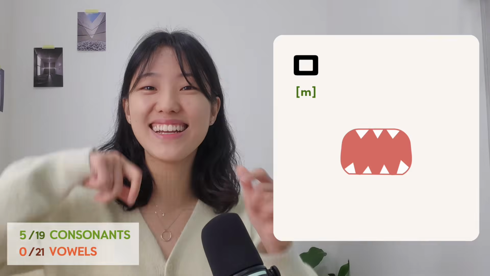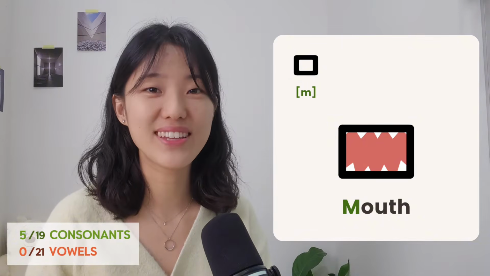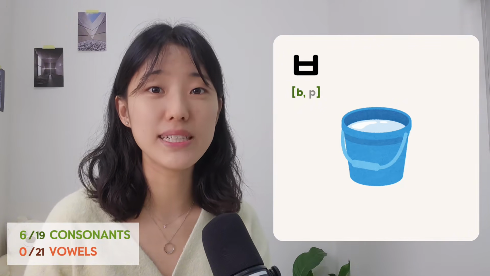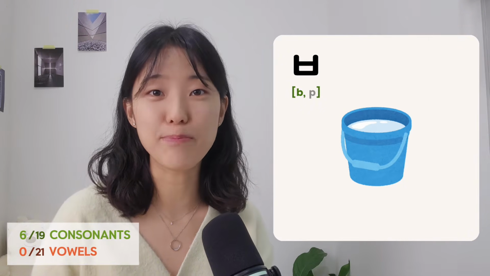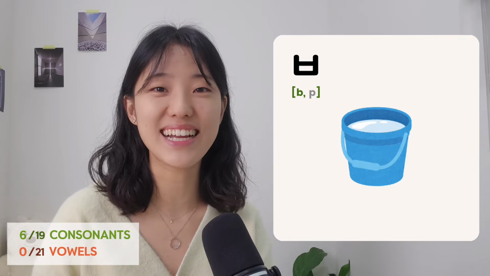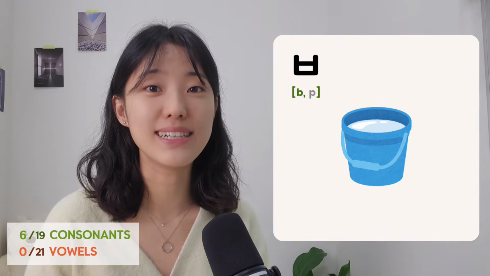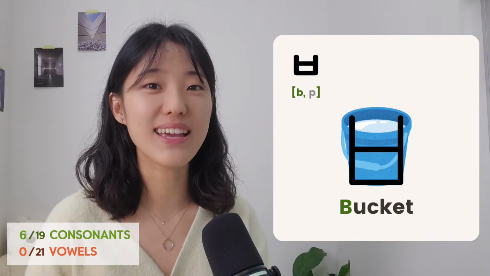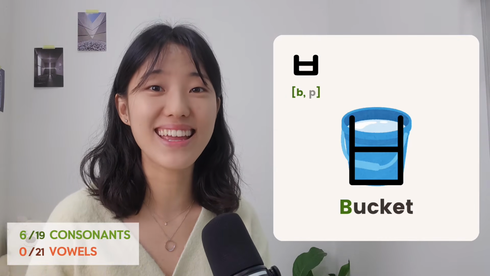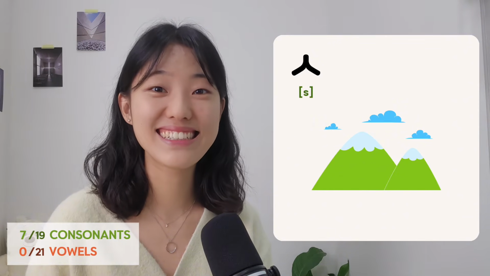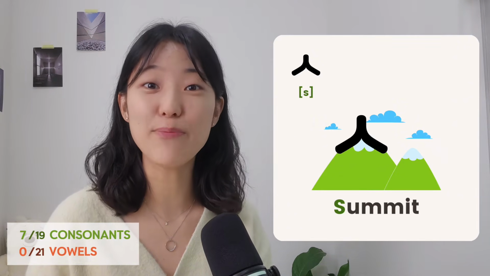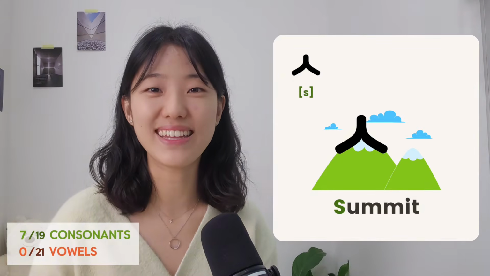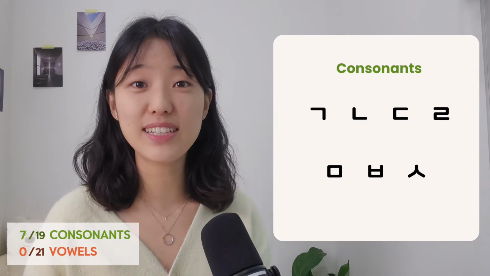무 from mouth. 부, somewhere between B and P but much closer to B sound. 부 from bucket. 스 from summit. Let's review the first 7 consonants.